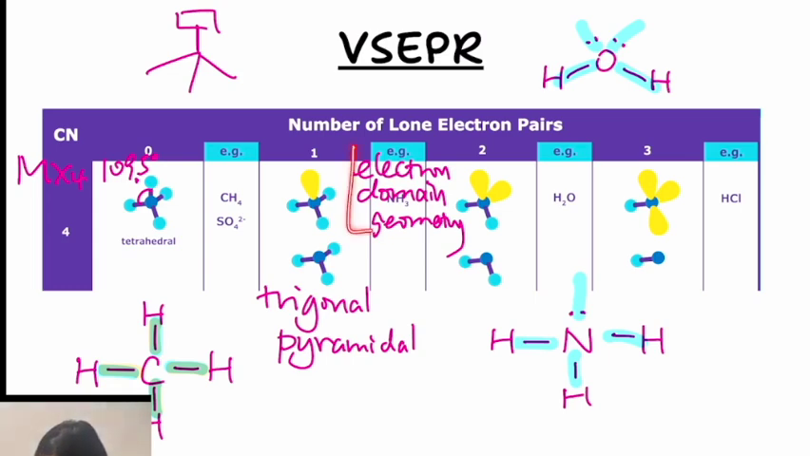So again, its electron domain geometry is tetrahedral, but when we actually refer to the 3-dimensional shape or the geometry of the water, we're only talking about the bonding pairs. So it has the bent shape.